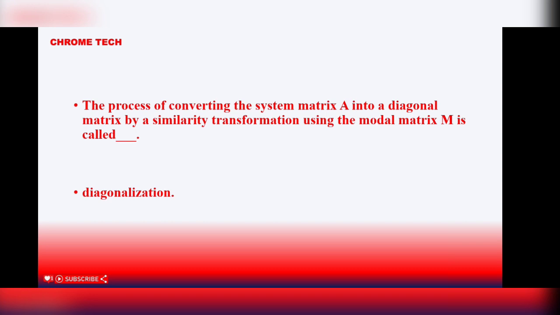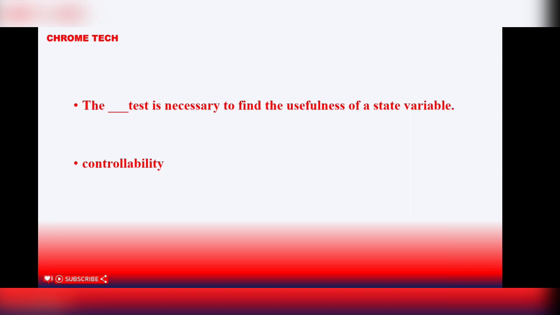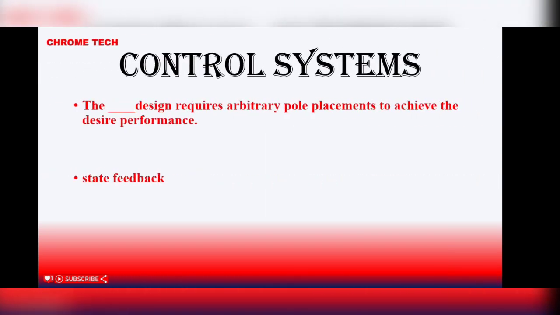The process of converting the system matrix A into a diagonal matrix by similarity transformation using the model matrix M is called diagonalization. The dash test is necessary to find the usefulness of the state variables. Controllability is the correct answer. The dash design requires arbitrary pole placement to achieve the desired performance. State feedback is the correct answer.